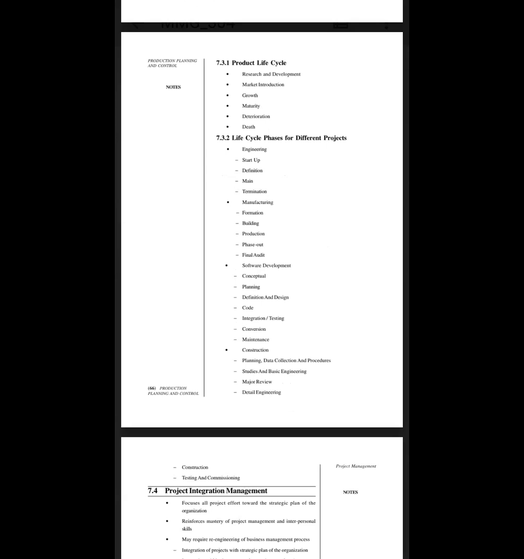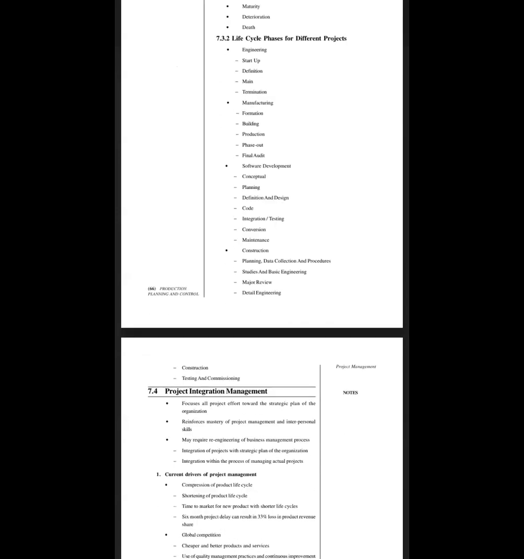In engineering, they have written setup, definition, main, termination. In manufacturing: formation, building, production, phase out, final audit. In software: conceptual planning, definition and design, code, integration, testing, conversion, maintenance. Then in construction: planning, data collection and procedure, studies and basic engineering, major reviews, detail engineering, construction, testing and commissioning.